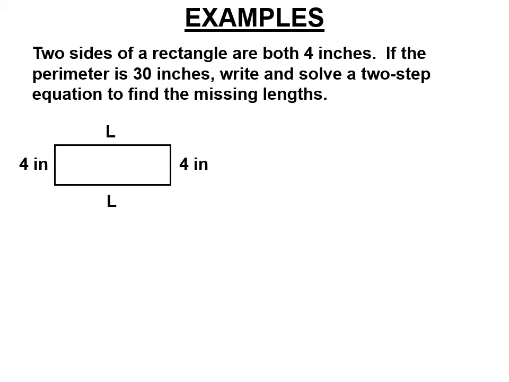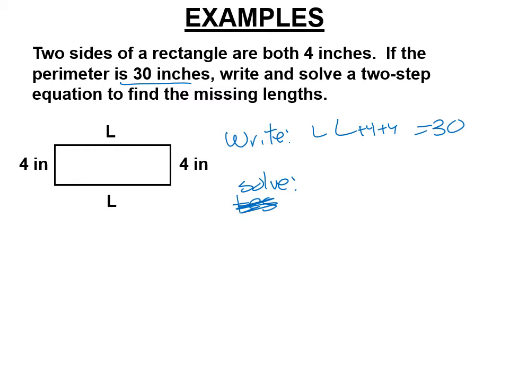All right, so now we're going to combine this with the previous lesson, right? We're going to write the equation, and on your test, you're going to have ones where I just say the word out loud. You write the equation, then you solve it. All right, so we learned to write this. It's a total of 30 inches. We have two sides that are 4, and then we have this 2L. L plus L, right, plus 4 plus 4 equals 30.